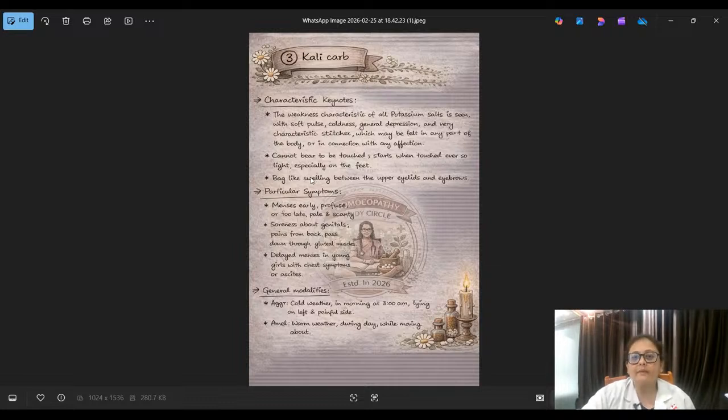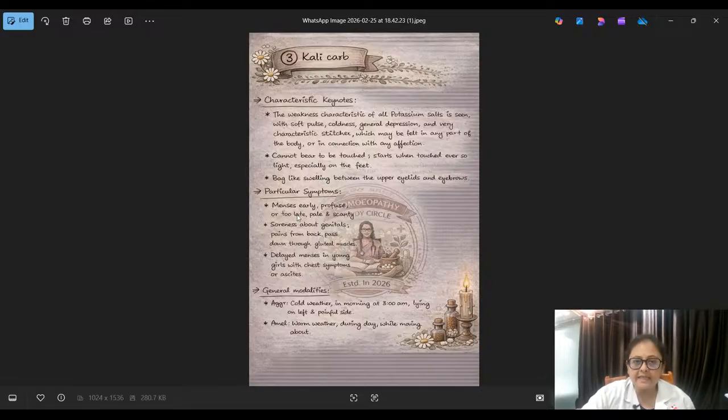Cannot bear to be touched. Starts when touched ever so lightly, especially on feet. She cannot bear to be touched. If somebody touches her, she starts like this. Starting is like jerking. Okay, bag-like swelling between upper eyelids and eyebrows. Particular symptoms: menses early, profuse, and too late.